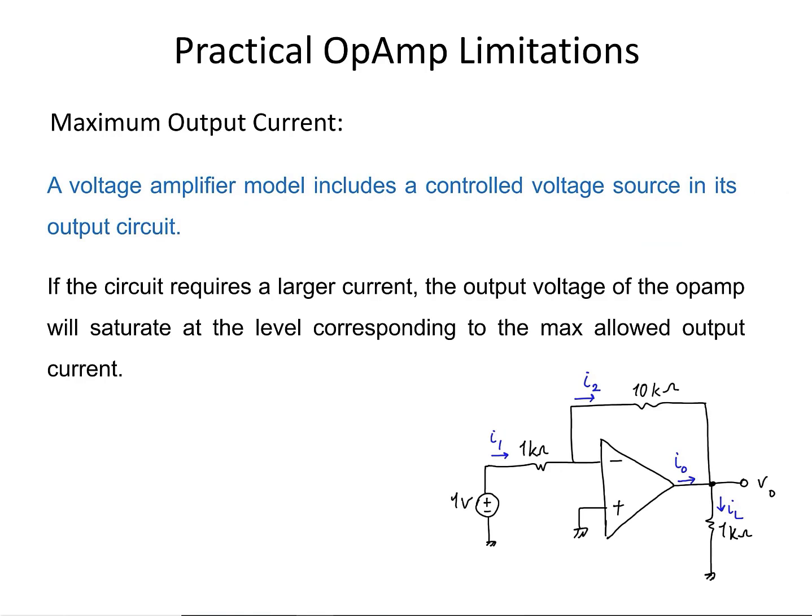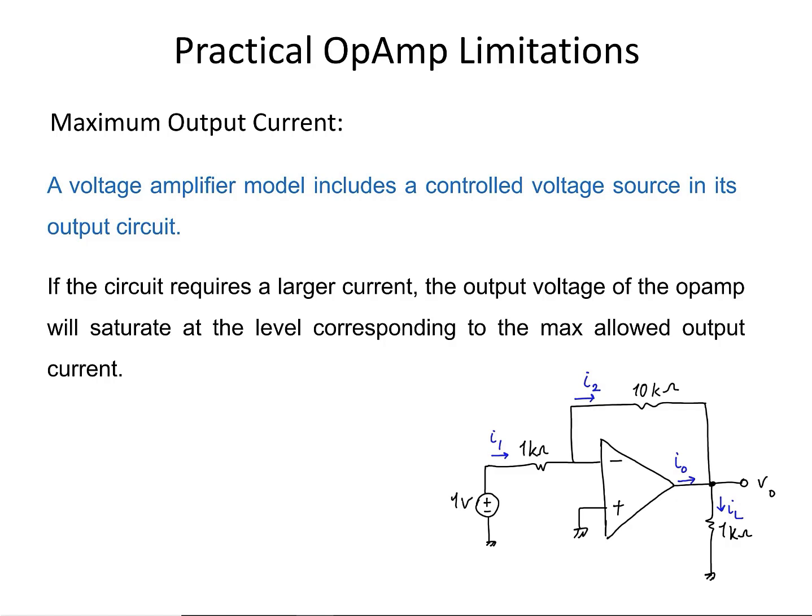The second practical op-amp limitation is the maximum output current that you can get from the op-amp. Now, a voltage amplifier model, if you remember, includes a voltage controlled voltage source in the output. Voltage sources generate a constant voltage level at the two output terminals of the voltage source, regardless of the choice of the load that you connect to it. Now, if you reduce the load resistance value, the voltage source is going to supply a larger current to maintain a constant voltage level at two terminals of the load.